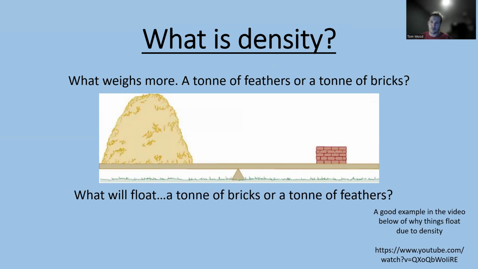Well, obviously you have surface area, things like this. The main reason is density. A brick is more dense than water, it will sink. A feather is less dense than water, it will float.